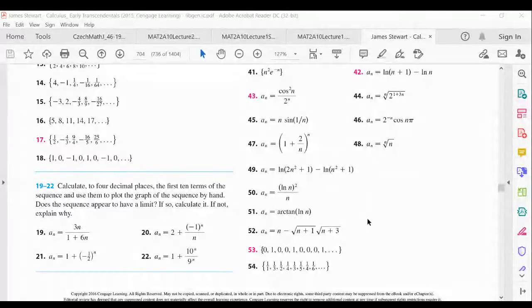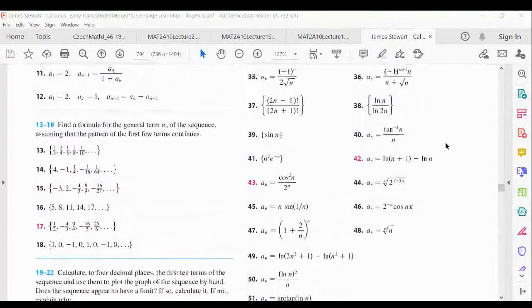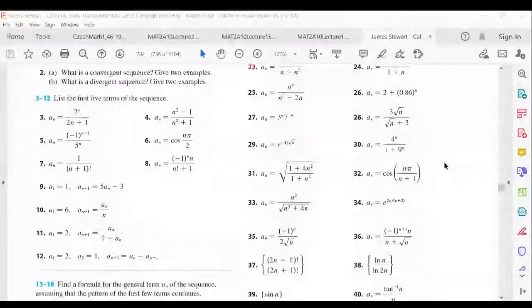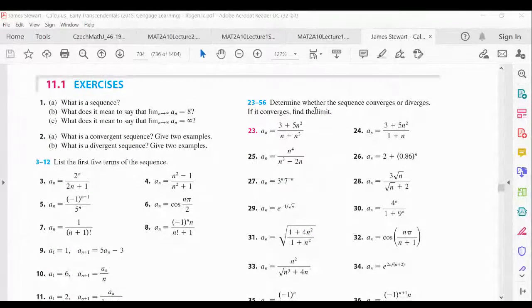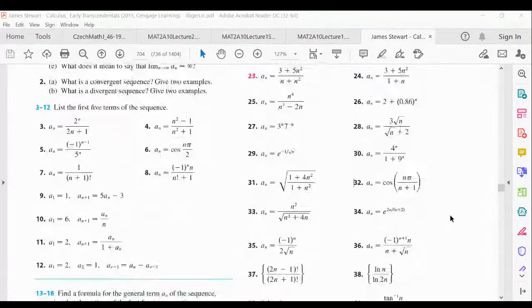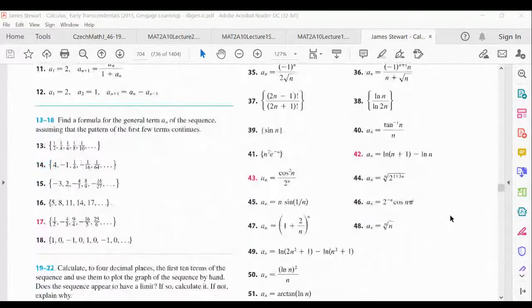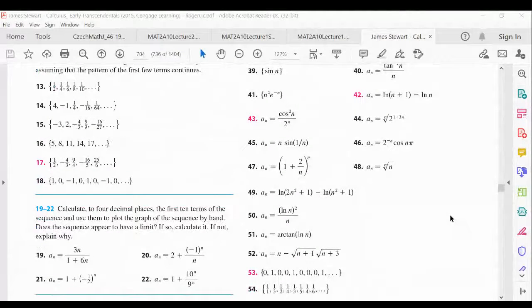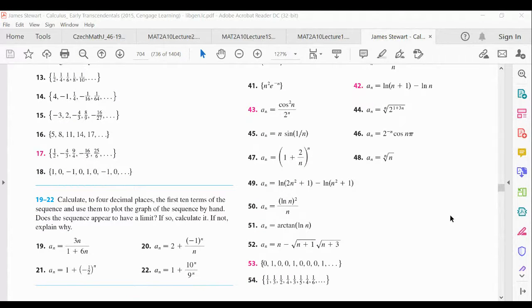Okay, so 47 is the sequence a_n = (1 + 2/n)^n, right? Let's remind ourselves what the instruction is for 47. It says determine whether the sequence converges or diverges. If it converges, find the limit. So 47: a_n is 1 plus 2 divided by n, raised to the power n.